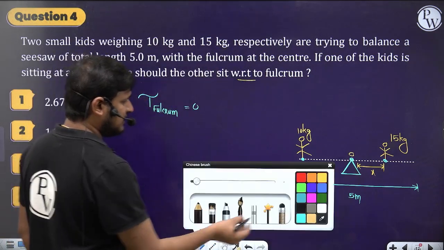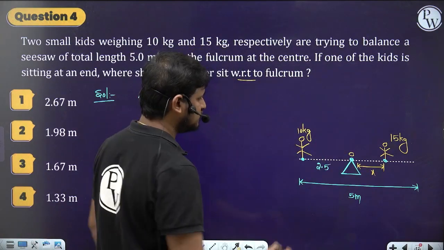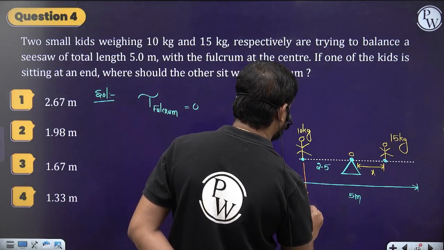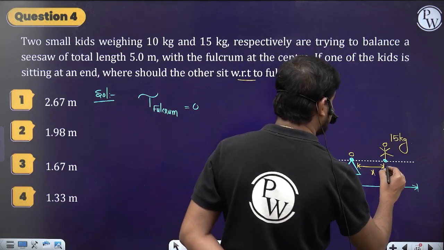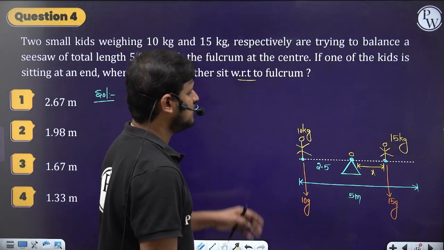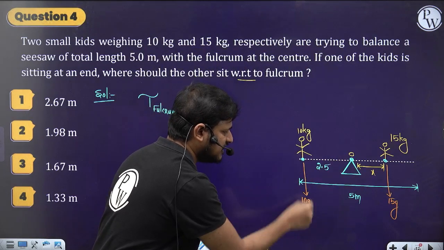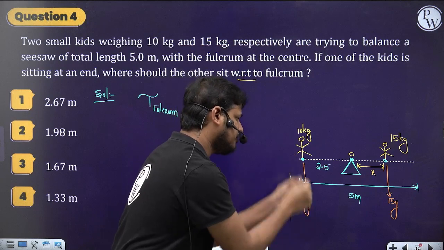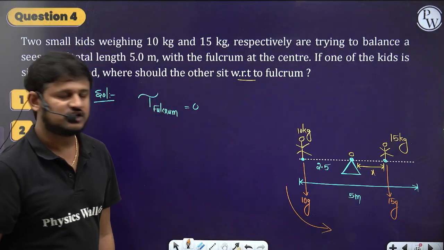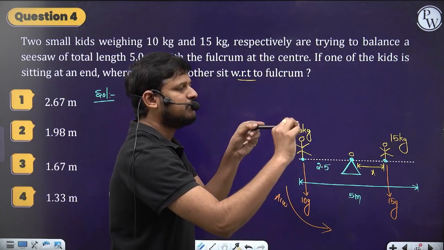Now, which force causes the torque on which side? This person is of weight 10 G, and this person is of weight 15 G. Just imagine, with respect to this point, here we are applying the 10 G force. If you pull it downside, it causes a torque like this, anti-clockwise, about this point.